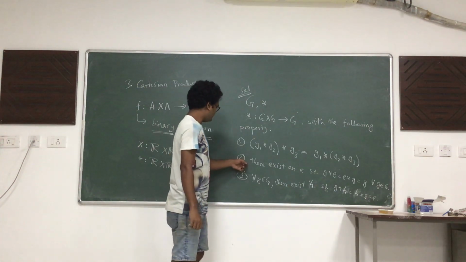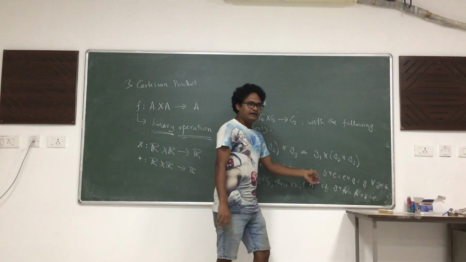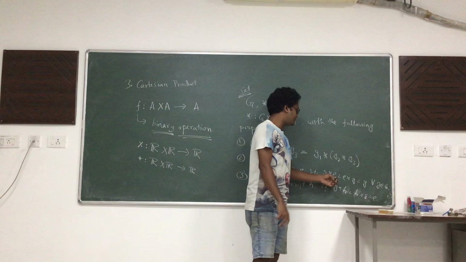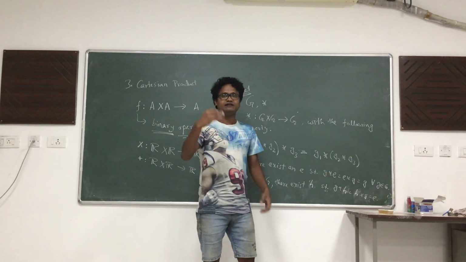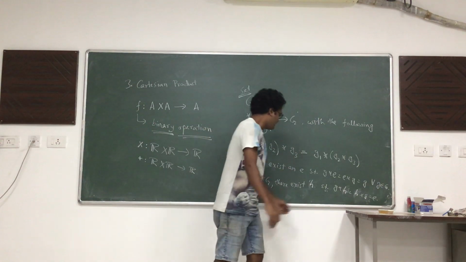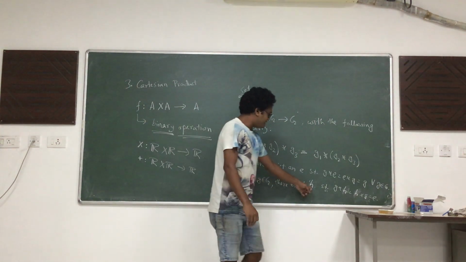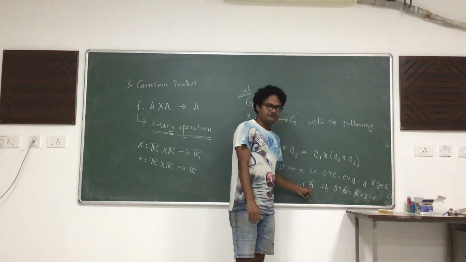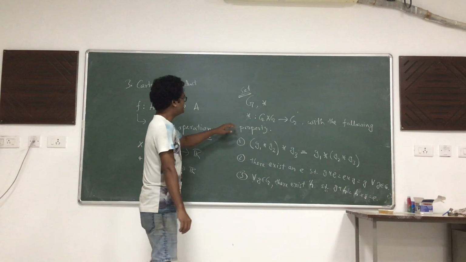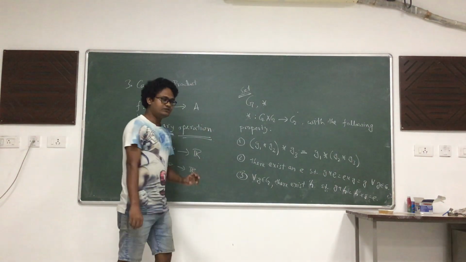Now it's a simple exercise by which you can show that you cannot have two identities in a group. That is, if you found, let's say, another identity, that must be equal to the first identity that you found. And for a given g, its inverse is also unique. You cannot have two inverses. So this is the definition of a group.